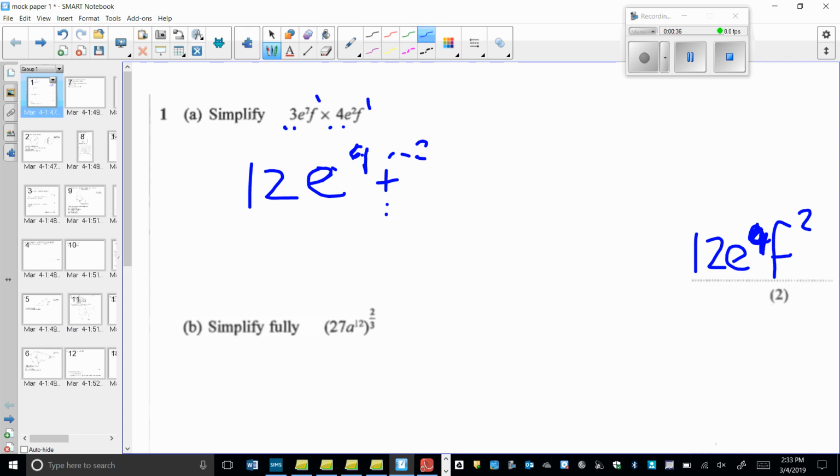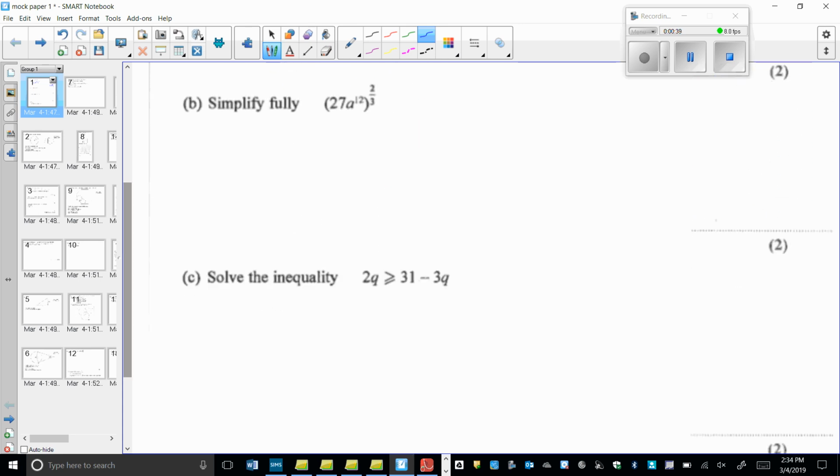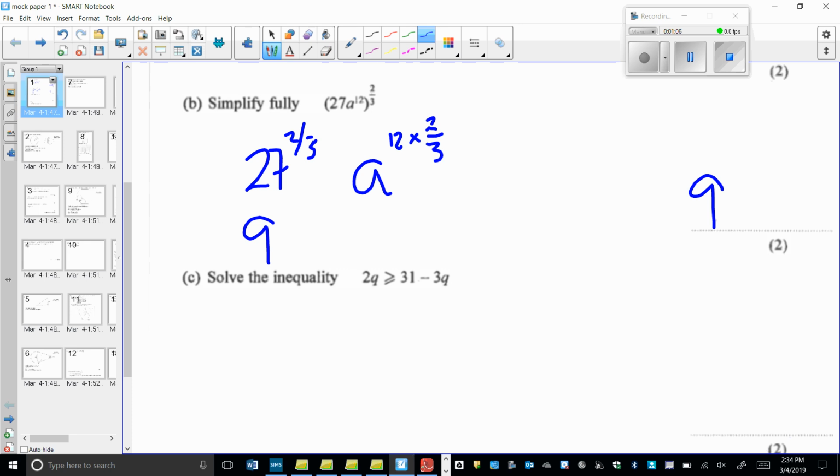Okay, simplify fully. So the 27 is to the power 2/3. If you need to, use a calculator to do that. And then a is 12 multiplied by 2/3. So this is the cube root of 27 and then squared. The cube root of 27 is 3, and 3 squared is 9. And then 12 multiplied by 2/3, so it's 12 over 1, so it's 24 over 3, which is 8. So it's 9a to the 8.